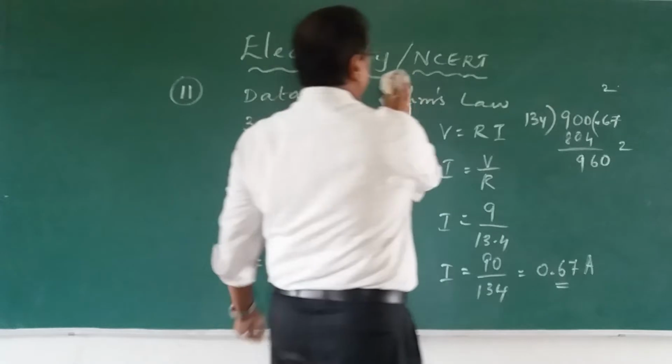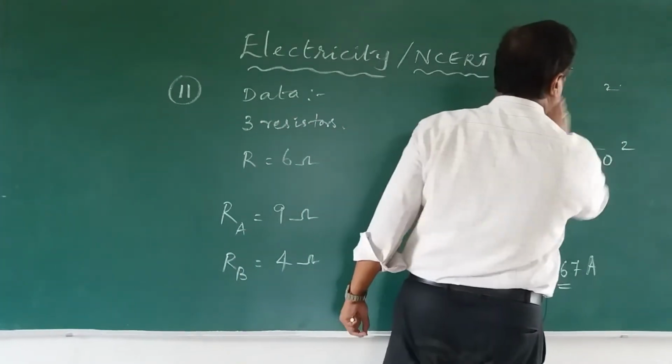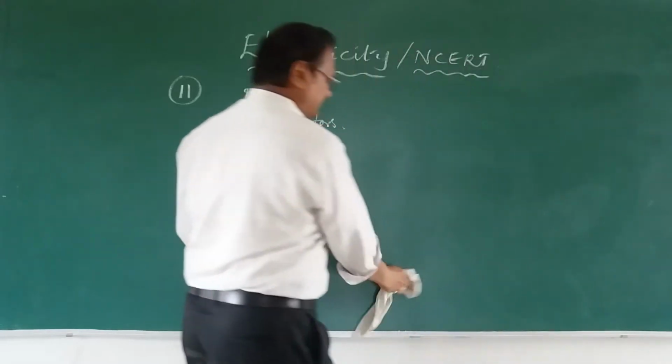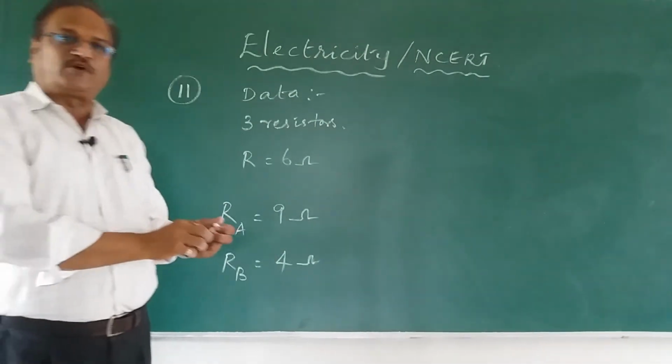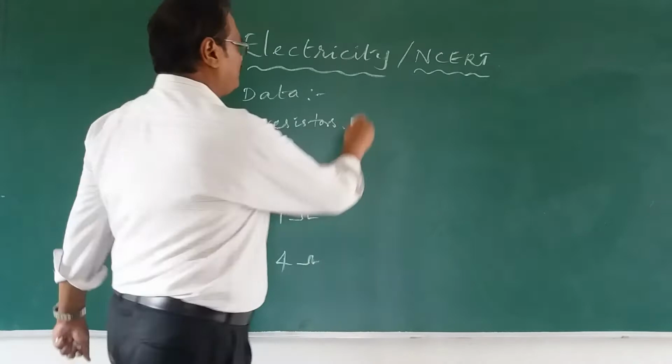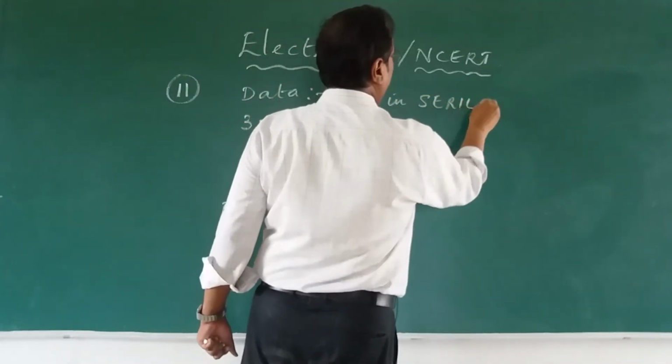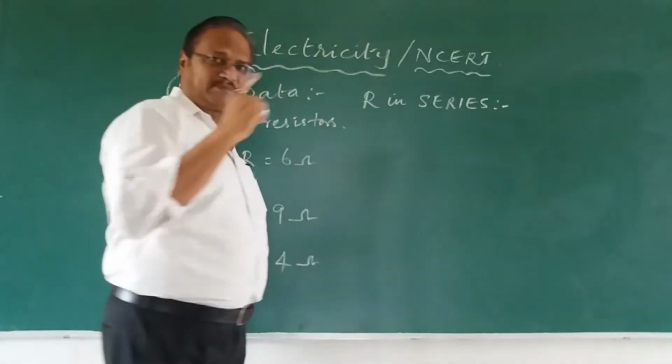Okay, 3 resistors are there. What are all the possibilities of connecting them? First, let us see. I will take the first possibility, the simplest possibility, resistors in series. Okay, so I am going to teach you some new idea.